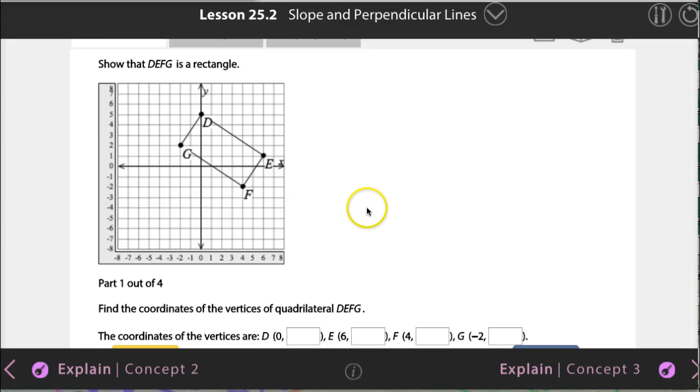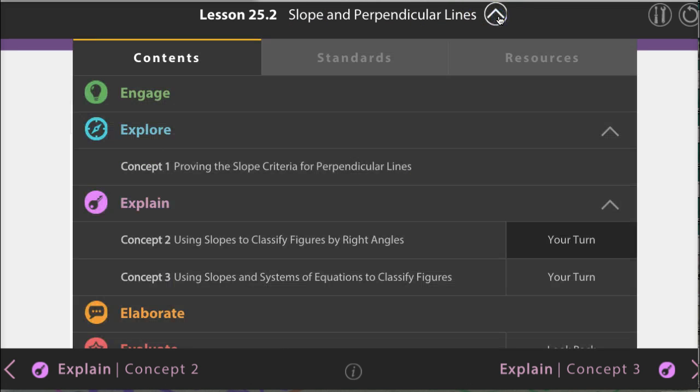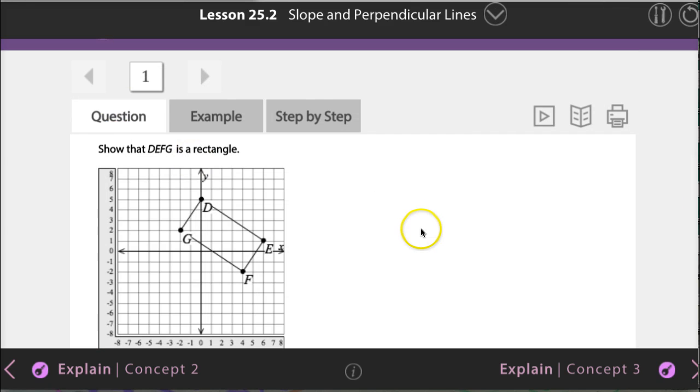Alright, so we're only going to be doing one question today, 25.2. This is your turn question. If you click on this thing right here, why isn't it clicking? There you go. The very first your turn question. There's only one question here.